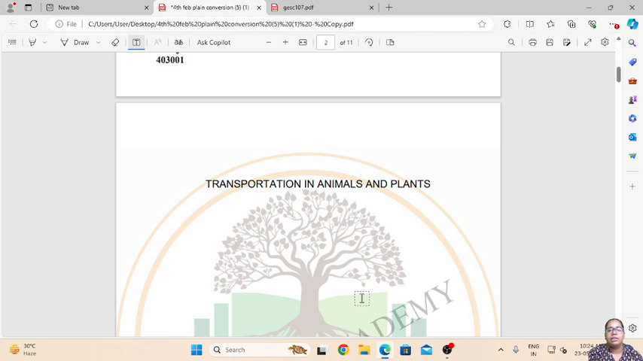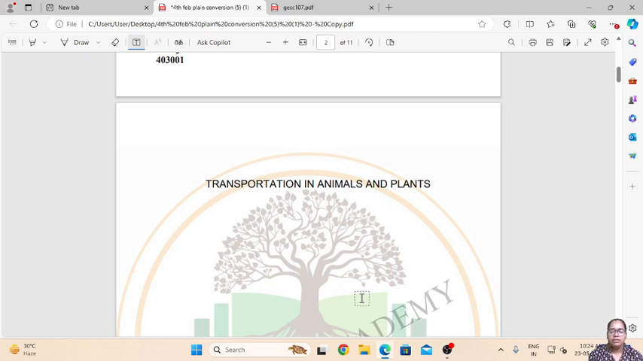Today let us continue with part 3 of our chapter, Transportation in Animals and Plants. In our last class, we saw how transportation takes place in animals and what the important components for transportation are, that is blood vessels. Then we saw the heart, and we also covered how circulation takes place in human beings.